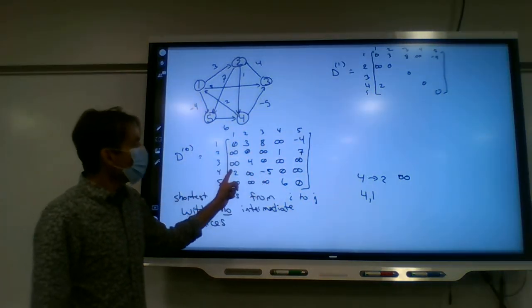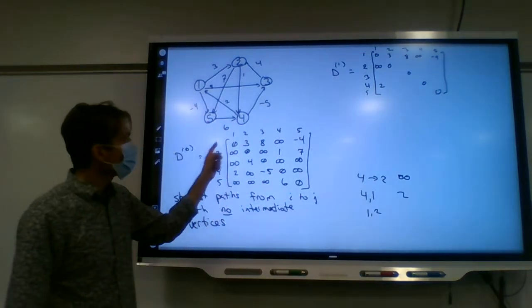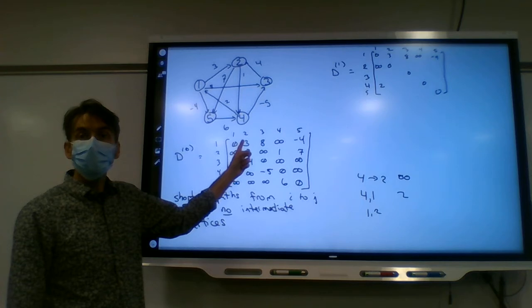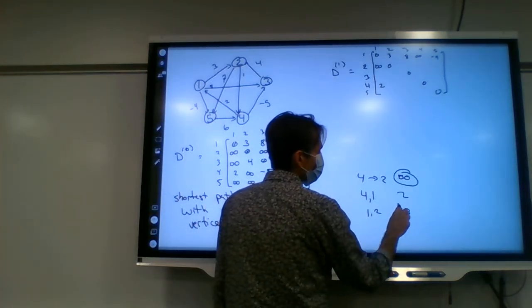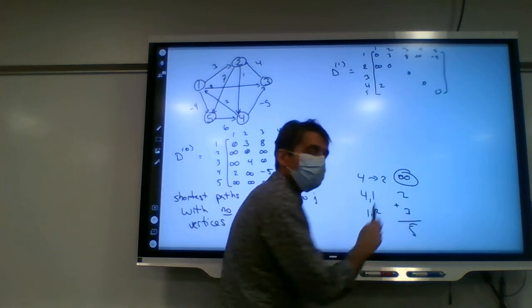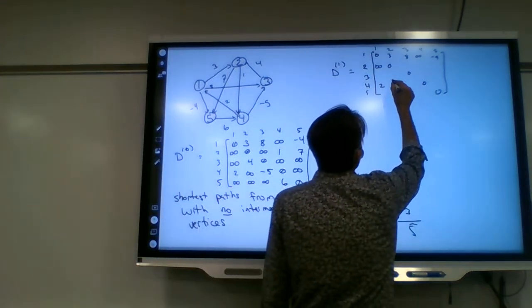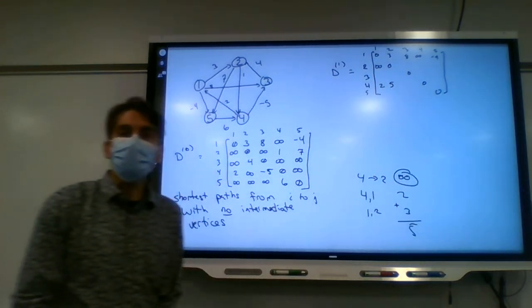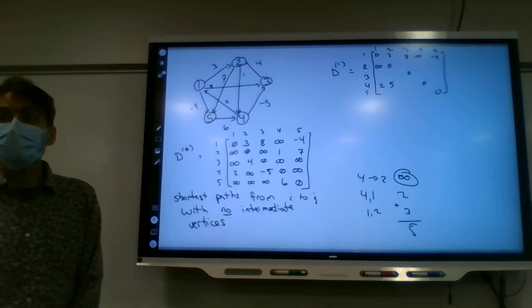So 4 to 1 is 2, and 1 to 2 is 3. From here, we're comparing this to 2 plus 3. So we're comparing infinity to 5. And which one is smaller? 5 is smaller. So we update that piece right there. Does that make sense?